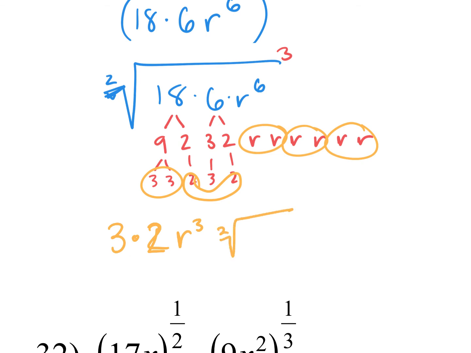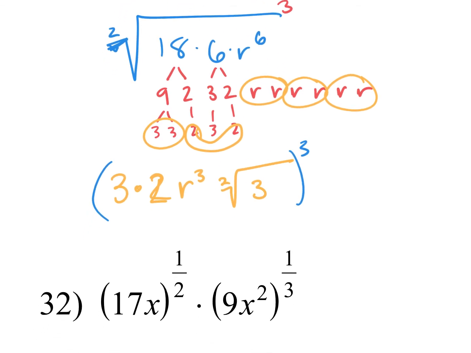And then I have the square root of 3. And then this is all cubed, because I still have that degree of 3. So 3 times 2 would be 6. R cubed, the square root of 3. So I have to cube the 6. So this is all cubed still. I have to cube the 6, the r cubed, and this part.